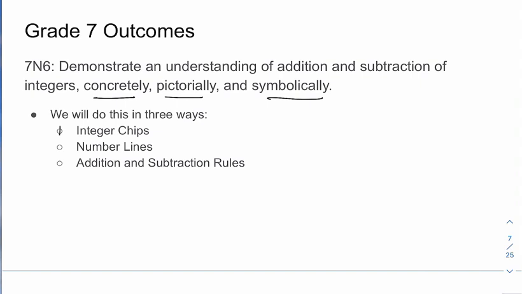First, we're going to do integer tiles. Second, we're going to do number lines, and third, we're just going to use the rules. Two of these are very visual, and hopefully they can help you understand what's going on and why our answers are what they are based on the questions we're given. So those are the things we're going to talk about with integers.